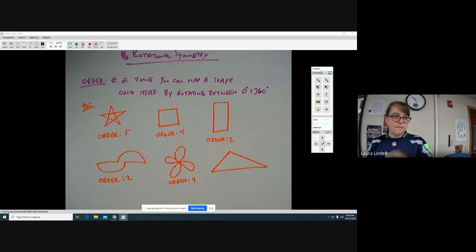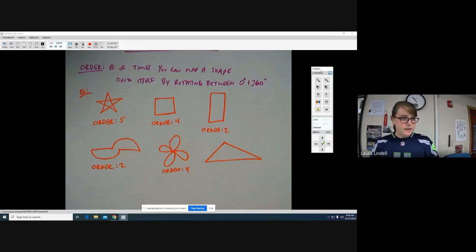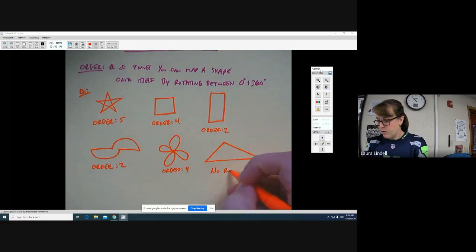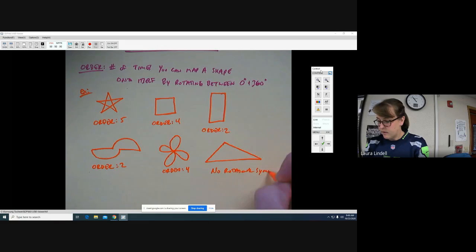What about this shape? This is one that does not have any rotational symmetry, because some shapes just don't, and that's okay. So this one has no rotational symmetry.